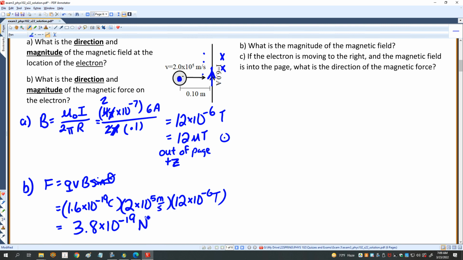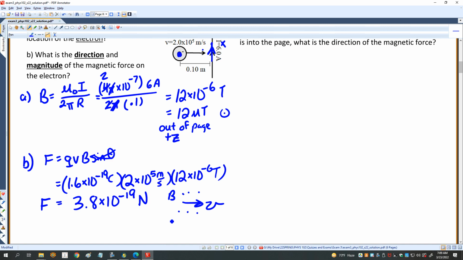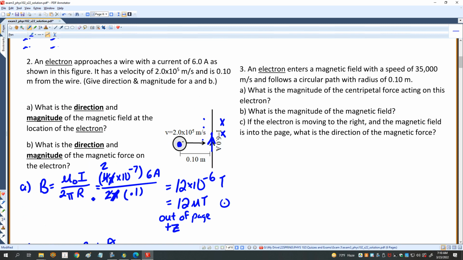That's in newtons. So that is the magnetic force on that charge. Now I also want to know the direction of that. If my velocity is in this direction and my magnetic field is out of the page, let my index finger go in the direction of the velocity, the middle finger in the direction of the magnetic field. That gives you the force down. However, this is an electron, so the force is going to be up. So you could say up, plus y, or draw an arrow pointing in that direction.